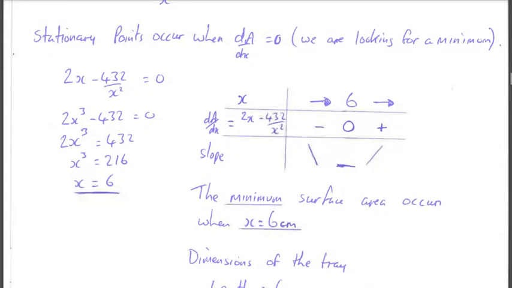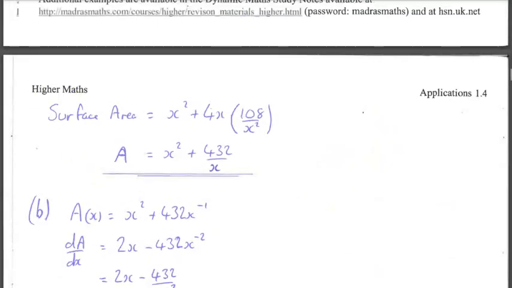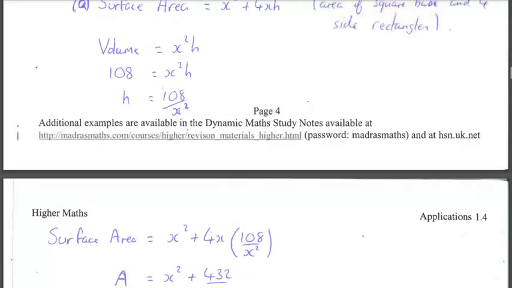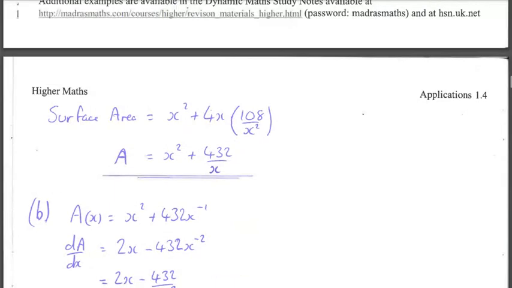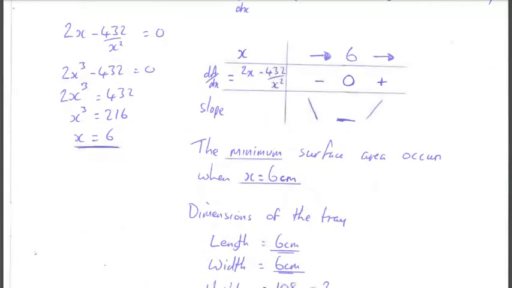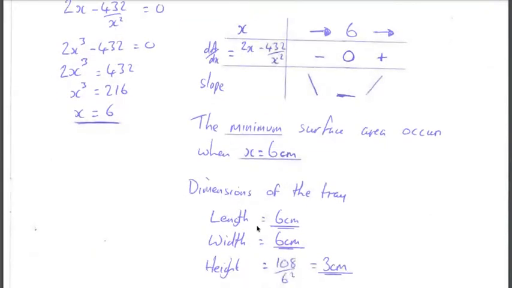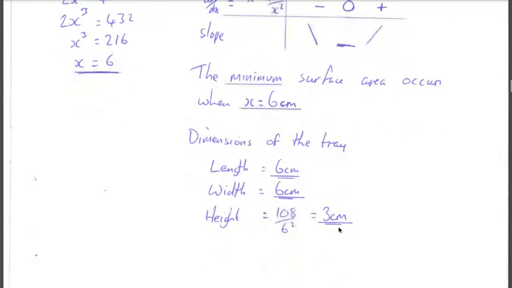Now, have we actually answered the question? Does it ask for the value of x? No, it doesn't. It asks for the dimensions of the tray using the least amount of wood. We know the base is x by x, so the length will be 6, the width will be 6, and the height was 108 over x squared from earlier on in the question, from part A. So the height will be 108 over 6 squared, which is 3 centimeters.